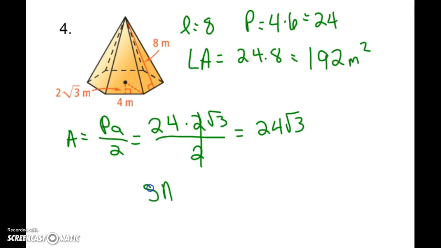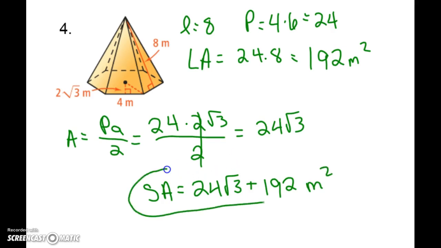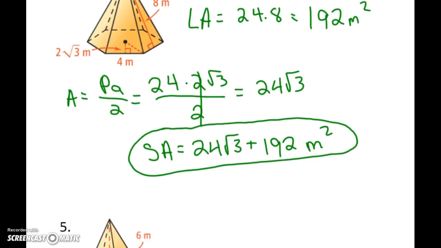So my surface area is the base, 24 square root of 3, plus the lateral area, 192. And that's meters squared. And yes, you can leave your answers like this because this is the most simplified form, and it's the most accurate answer. If I put this into my calculator, I'd only get an approximate answer.